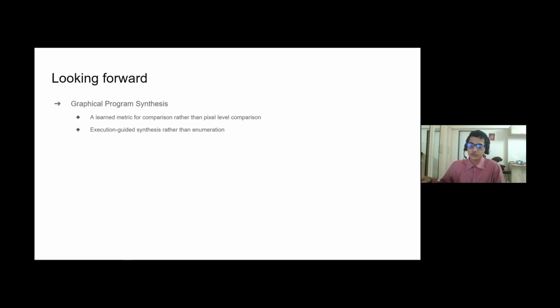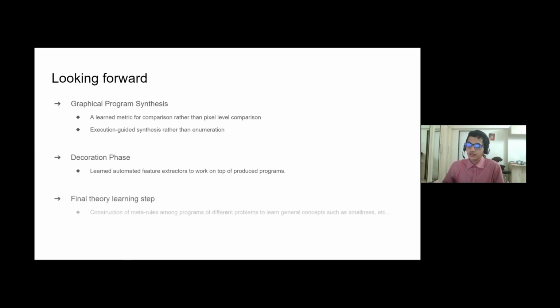By using a learned metric, we can move to more natural inputs such as hand-drawn images. We can also use execution guided synthesis rather than enumeration, since we have access to the internal program state, which is really relevant to us. Also, the decoration phase can be improved by using a learned feature extractor through deep learning, which can learn which features to extract, as opposed to the very basic one we're using currently.